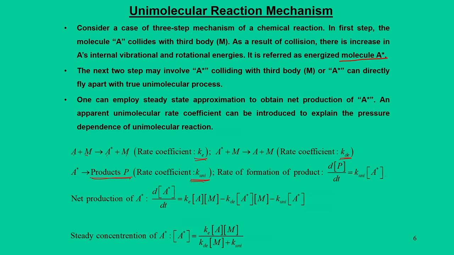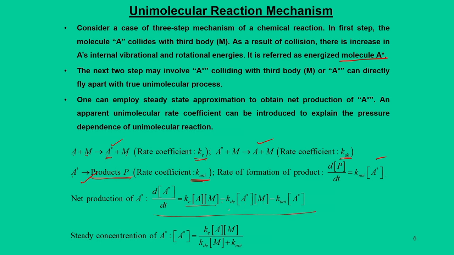Now, if you look at these three reactions, 1, 2 and 3, we can find out what the net production is in this process. So, d[A star]/dt, we can find from the first reaction with rate coefficient k_E into concentration of A into concentration of M. And for the second reaction, it is minus k_DE into concentration of A star into M, minus k_uni into concentration of A star. So, why this negative sign? Because A star appears on the reactant side, whereas in the first equation A star appears on the product side.